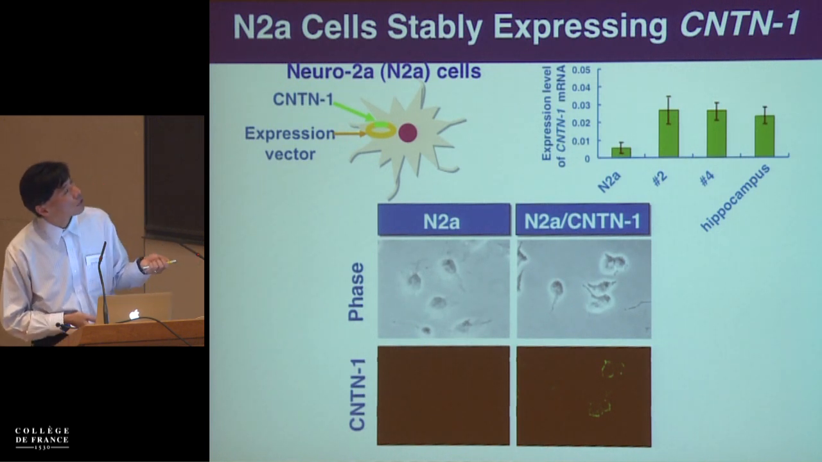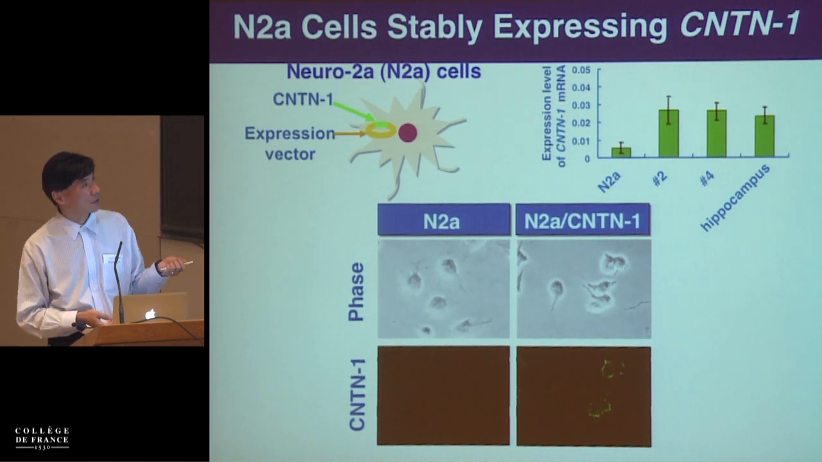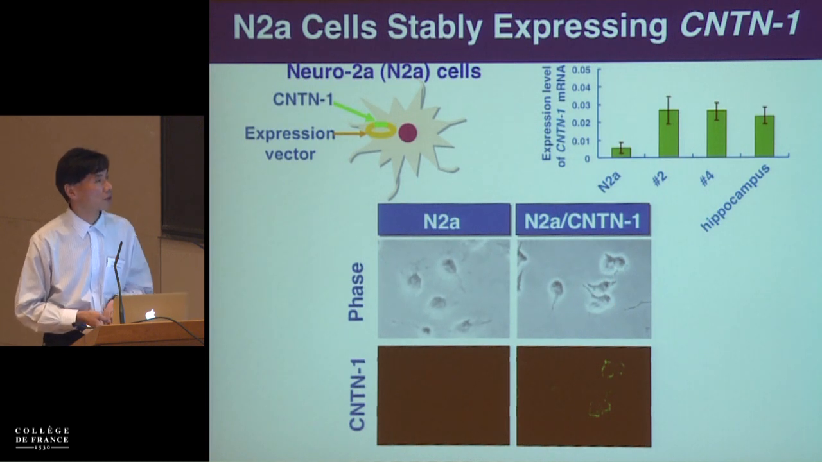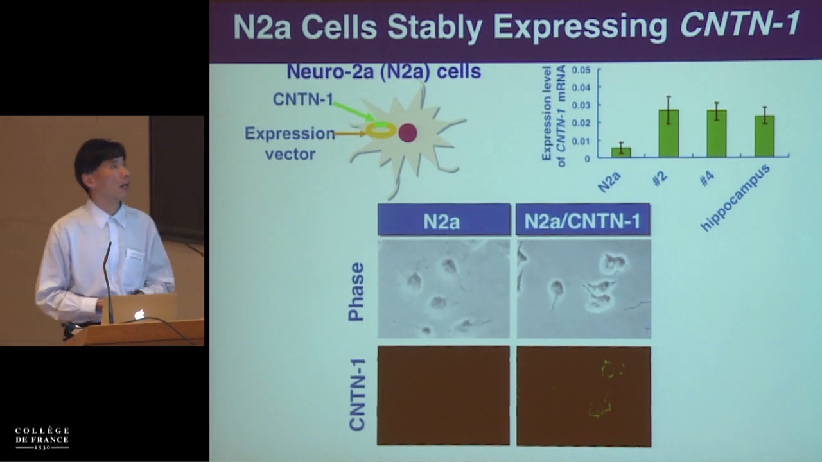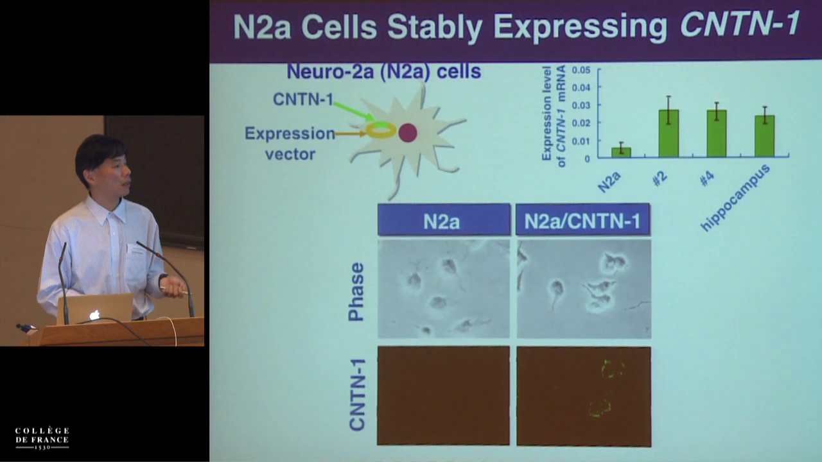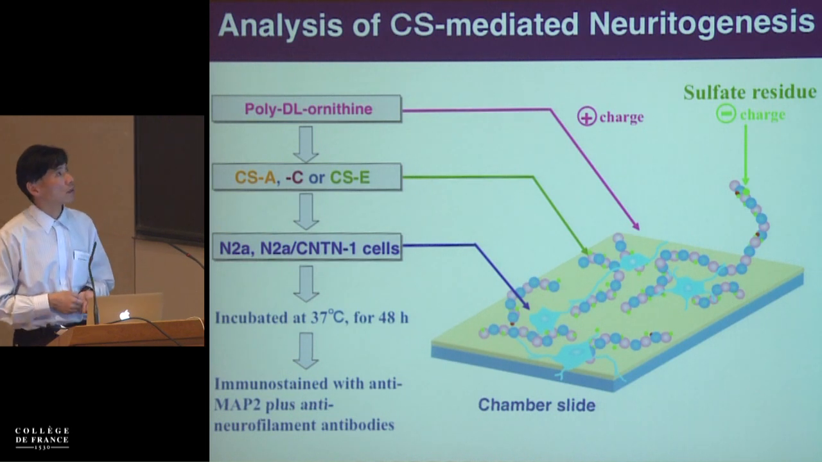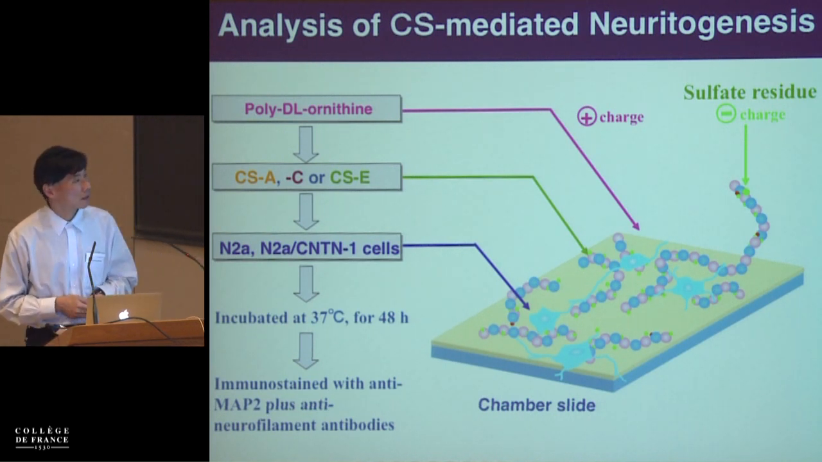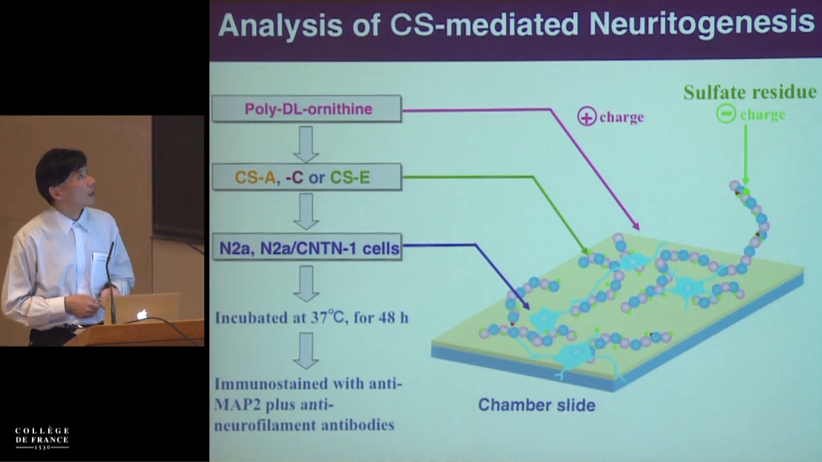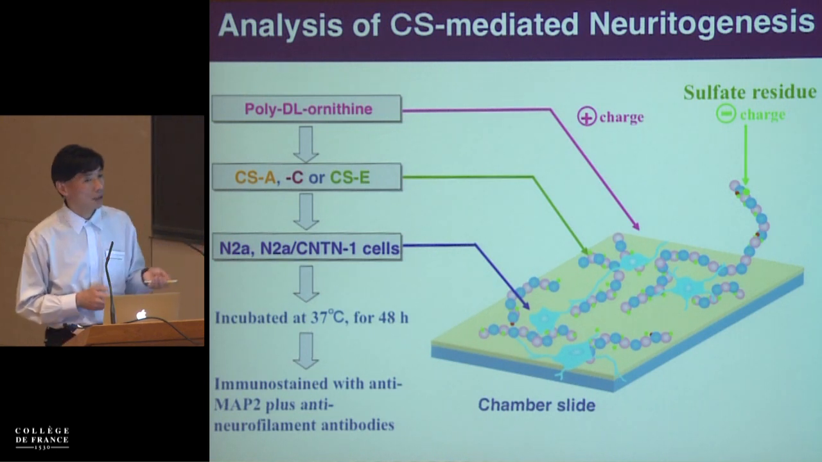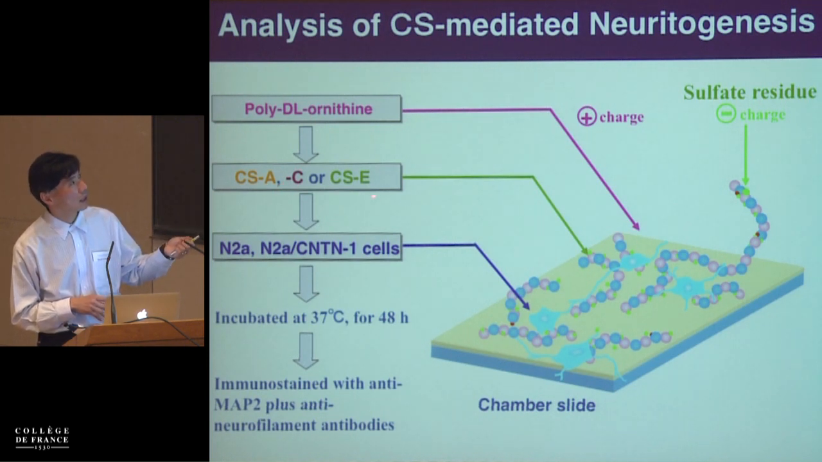Significant expression of contactin 1 and its cell surface distribution in established Neuro2A contactin 1 cells were confirmed by quantitative RT-PCR and immunocytochemistry, respectively. For analysis of chondroitin sulfate-mediated neurogenesis, the eight-well chamber slides were pre-coated with ornithine and then coated with chondroitin sulfate preparations, including chondroitin sulfate A, C, or E.